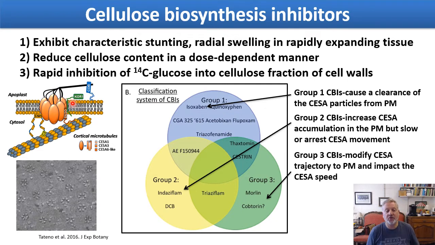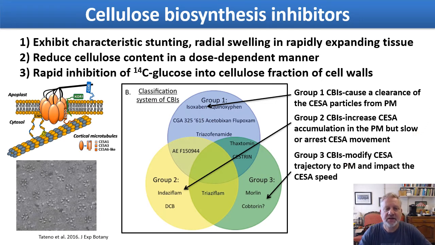And there's three groups of those, and they all inhibit cellulose biosynthesis, but via different mechanisms, and people don't really understand. But the group one removes the CESA, the cellulose synthase complex. The group 2 accumulates cellulose synthase, but they slow or stop the movement. So these proteins move across membranes, and these inhibitors actually stop the movement of the cellulose synthase complex. And the group 3 changes the direction. So instead of being lined up very nicely, the cellulose is disordered.